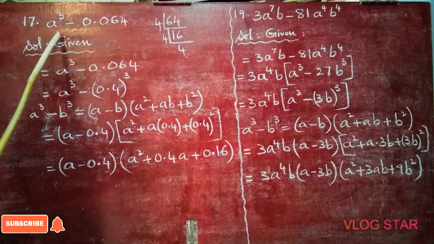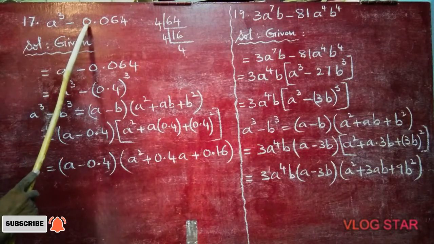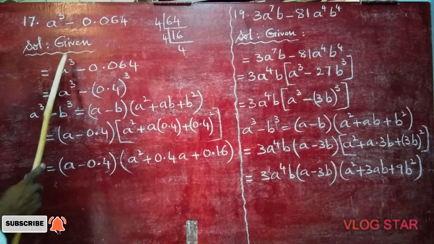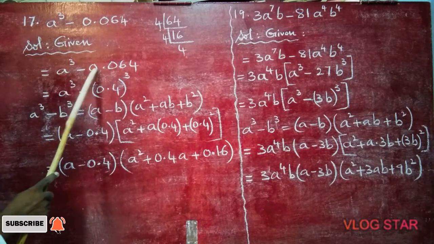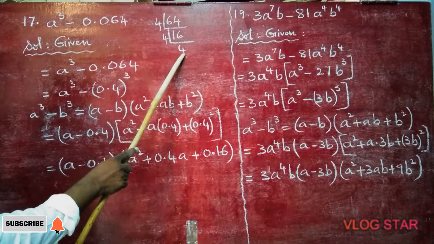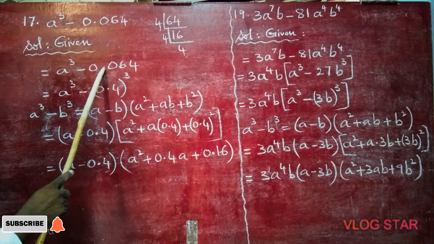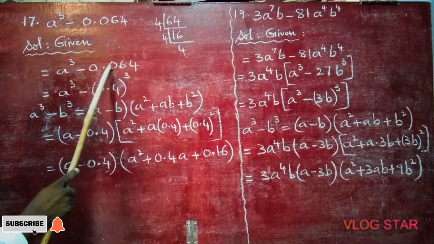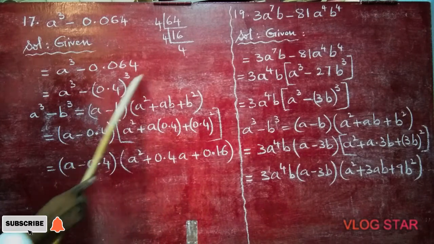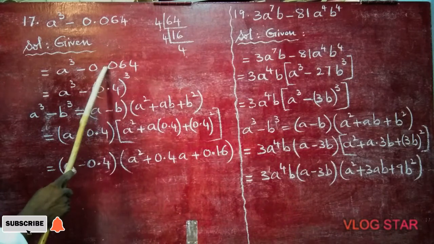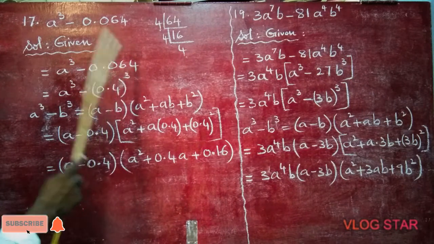17th problem. a cube minus 0.064. Solution given. a cube minus 0.064. 64 we know the factors. 4 cube. But here decimal is there. So after 3 digits decimal is there. So 0.4 into 0.4 into 0.4 will be the answer. 0.064.